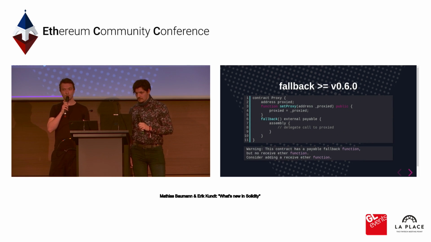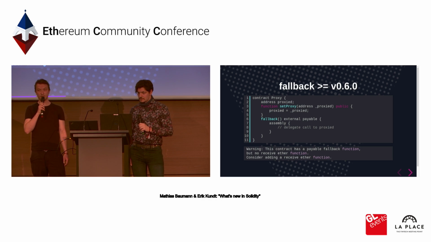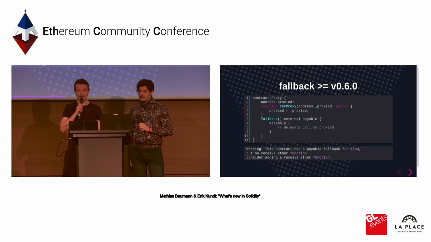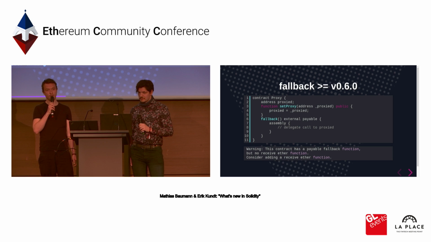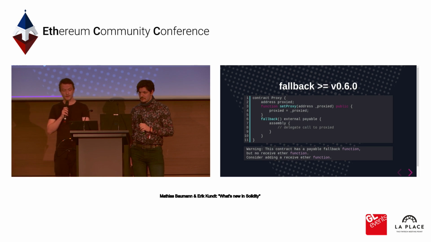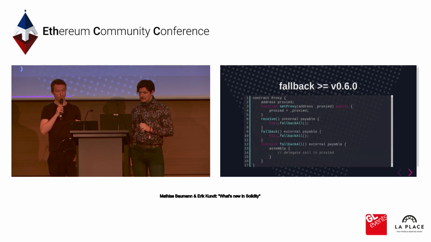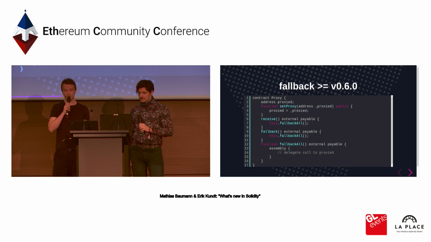And here, after 0.6.0, there's the new fallback keyword. And again, this is also being called for both: for a non-existing function signature being found, or if there's any ether received. But here, the compiler would now warn that there's no receive function being implemented. And to avoid this warning, you could then easily implement the receive function.